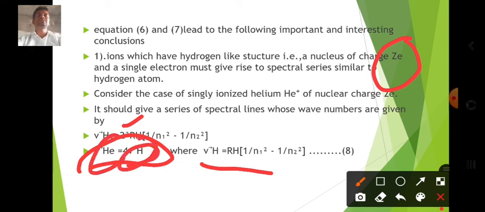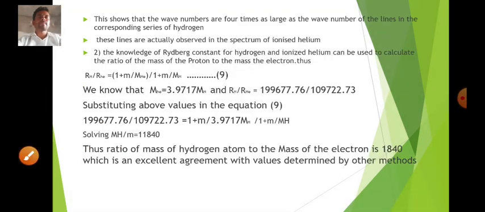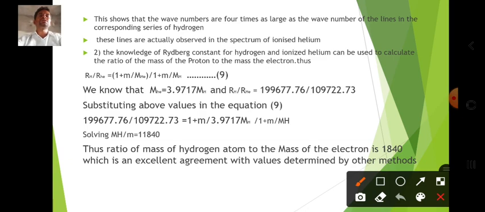The wave number of helium is greater than that of hydrogen. How much? 4 times. This shows that the wave numbers are 4 times larger than the wave numbers of the lines in the corresponding series of hydrogen, and these lines are actually observed in the spectrum of ionized helium only, not helium. Ionized helium is He plus only.